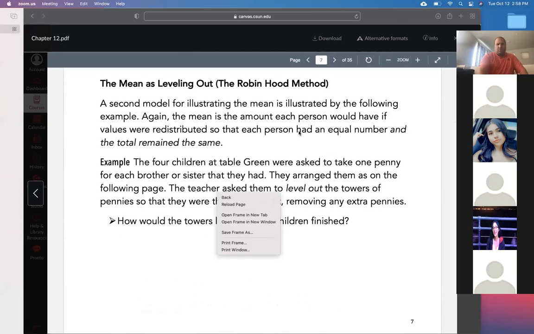Now, the Robin Hood method. Who doesn't like Robin Hood? Except for the Sheriff of Nottingham. But everyone else likes Robin Hood, right?